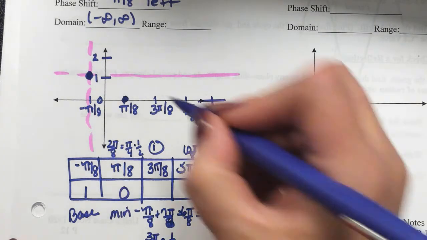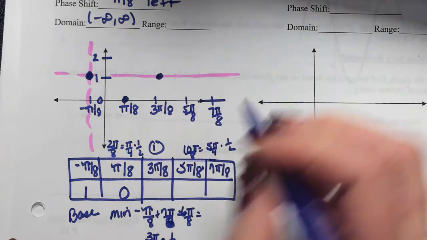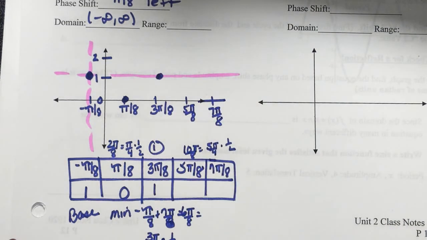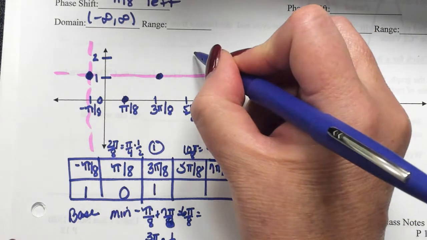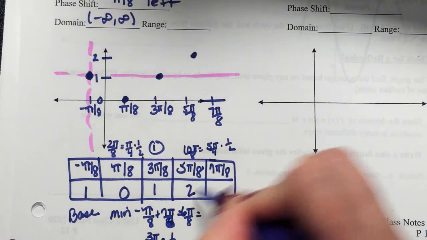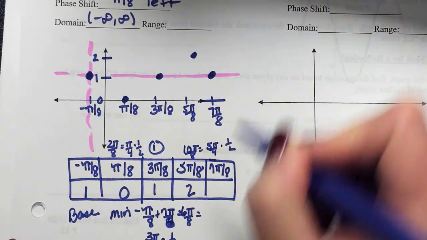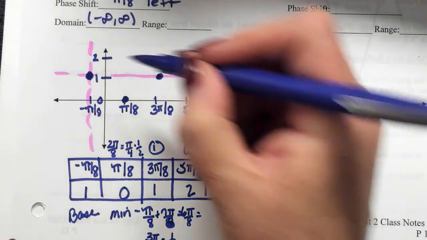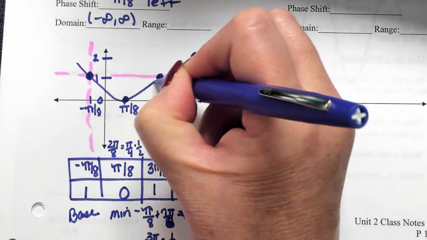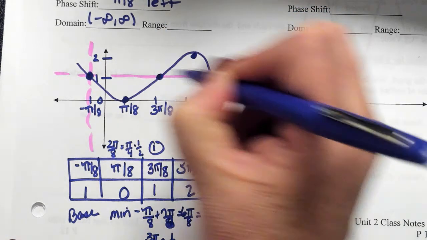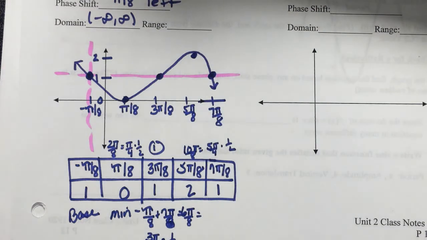And then at 3 pi over 8, remember I go back up to the baseline, which is going to put me at 1. 5 pi over 8 goes to the maximum of 2. And then 7 pi over 8, I go back to the baseline of 1. So that's what the sine curve looks like with that phase shift.